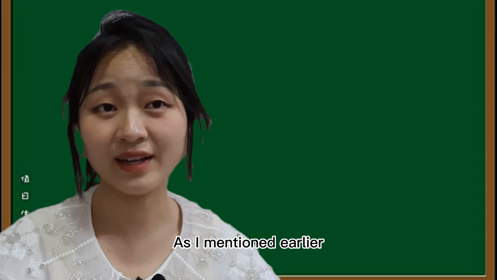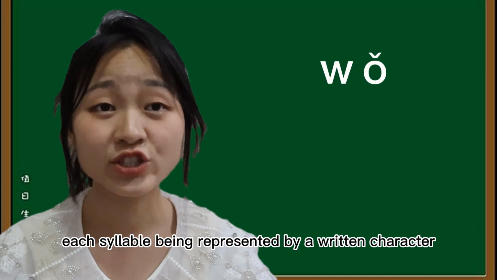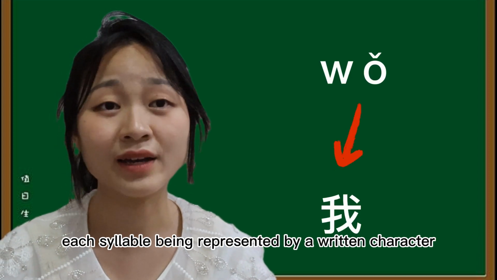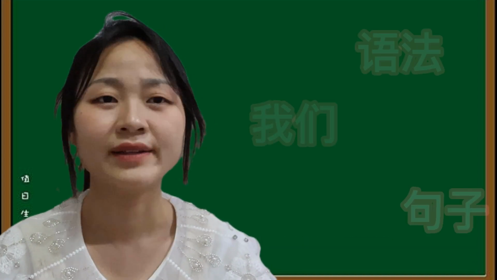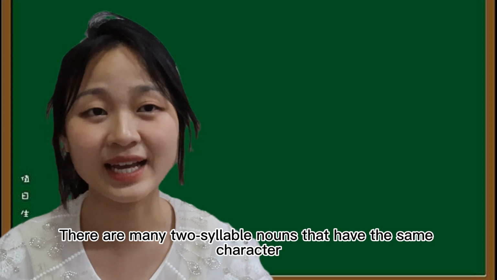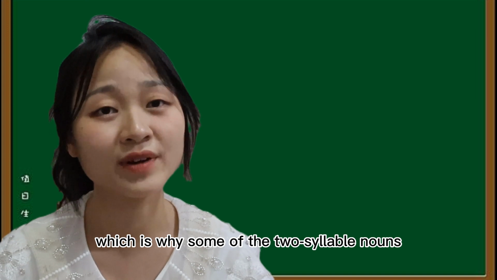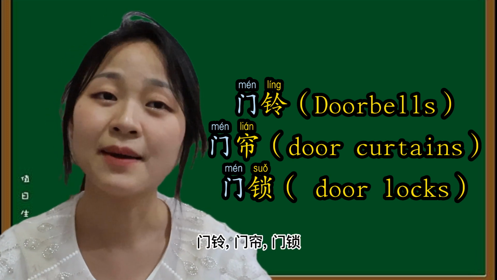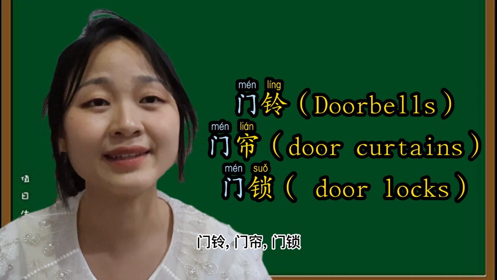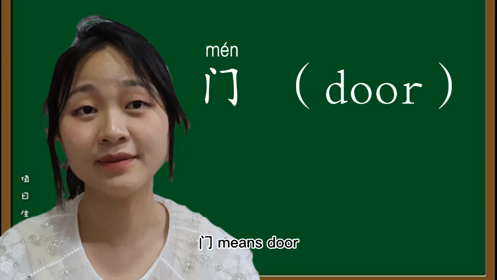As I mentioned earlier, nouns in Chinese generally have one or two syllables, each syllable being represented by a written character. Two-syllable nouns are the most common. There are many two-syllable nouns that have the same characters, which is why some of the two-syllable nouns have a similar meaning. For example, 门铃, 门帘, 门锁 all contain 门, which means door.